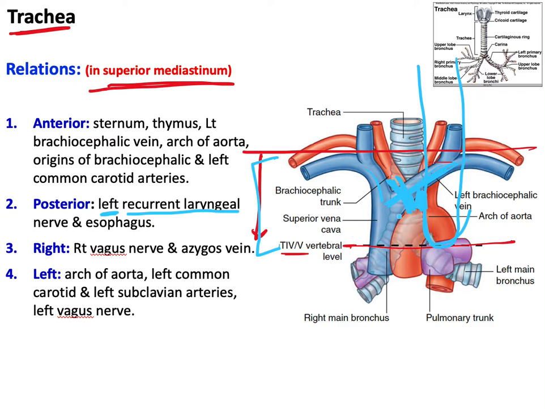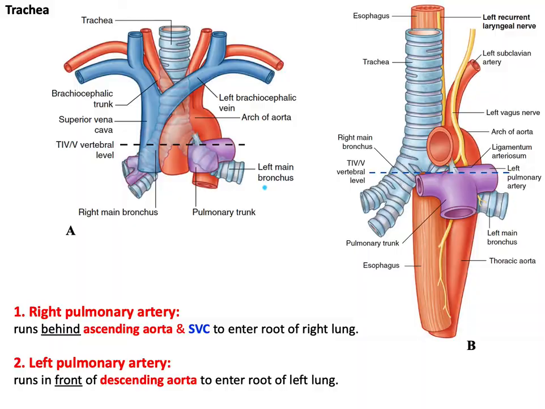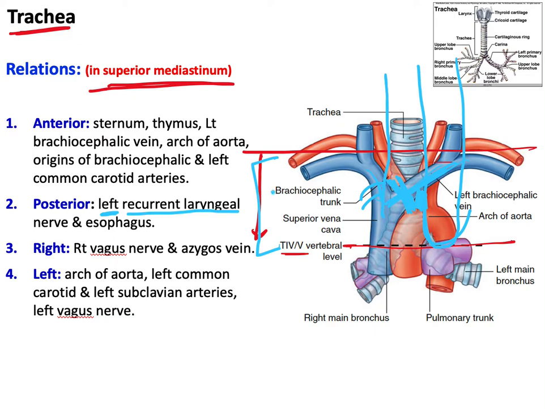So on the right here, you have the right vagus nerve. Yes, we cannot ignore that. And you have the azygos vein here. Let me show you here. Yes, this is the trachea in the superior mediastinum, and this is the right vagus nerve, and also to the right of it you have the arch of the azygos vein. On the left, yes, you have the left vagus nerve, but also you have these structures.